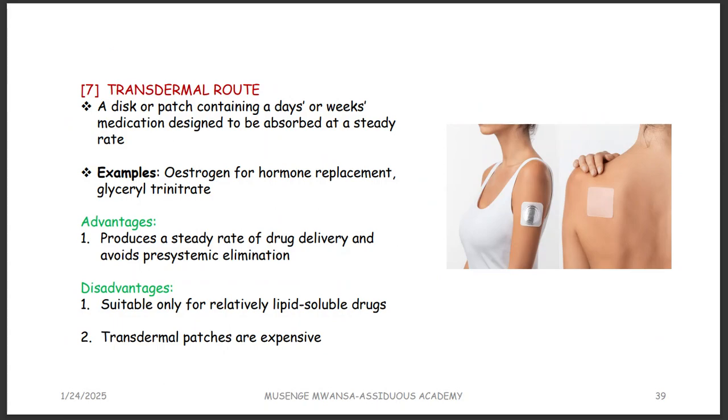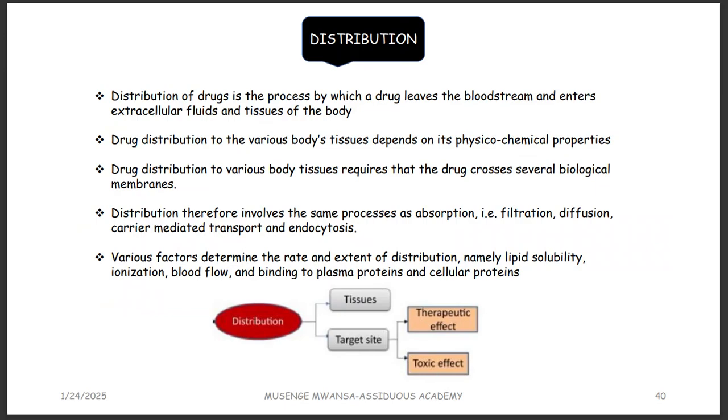Transdermal is where you have got a patch containing a day or week medication which is designed to be absorbed at a steady rate. So you can see this patch, maybe it's for 2 weeks, and then it will be absorbed at a steady rate, time by time, and not all enter at the same time. That's the transdermal method. So that was about absorption of a drug.